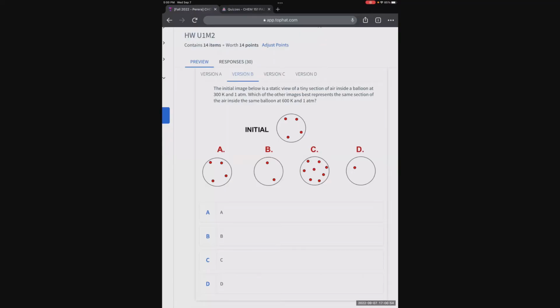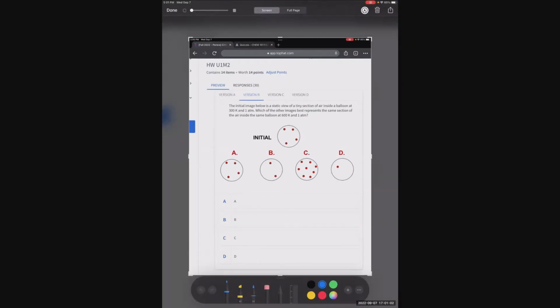Okay, let's go over some questions from Unit 1 Module 2 homework, and these are the questions that came up during my office hours. Let's try this question. We're dealing with a gas.